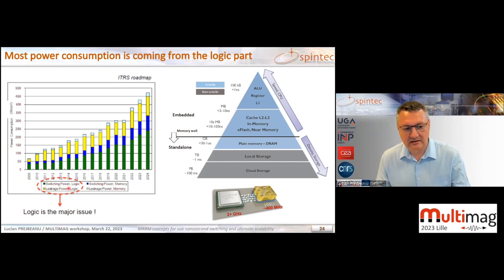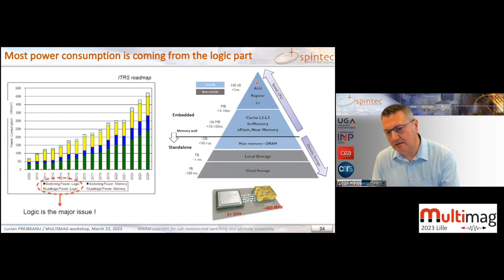So what is the logic part, which seems to be the major issue? We can look to the memory hierarchy, which is organized as a function of the speed of the memory. The slowest memories are on the bottom, the fastest are on the top. And in terms of density, the denser memories are on the bottom, and the ones which are not so dense are on the top.